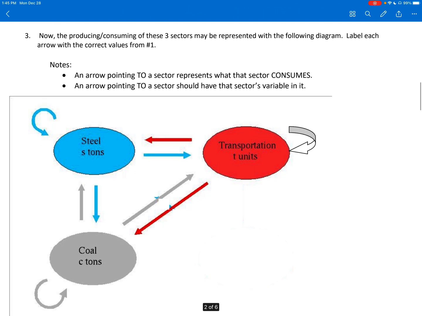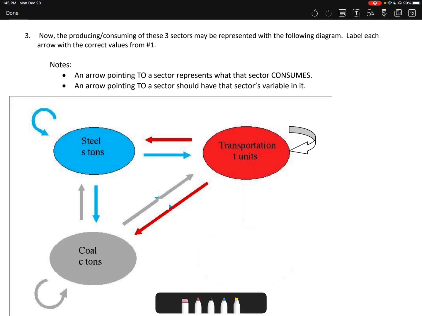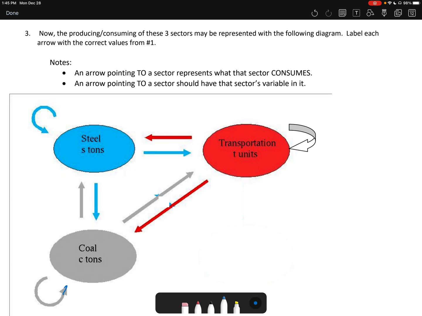I'm going to have to hide that in order to write on my screen. But if we go down our columns, to create coal, we needed 0.02 tons of coal. Because this arrow is pointing to coal, we needed 0.02 of coal going in there, coal to itself. The other arrows pointing to coal: how much was coming from steel? That was the 0.1, and it gets a C with it because it's pointing towards C. And the last one, what was coming from transportation and going to coal, was 0.3.